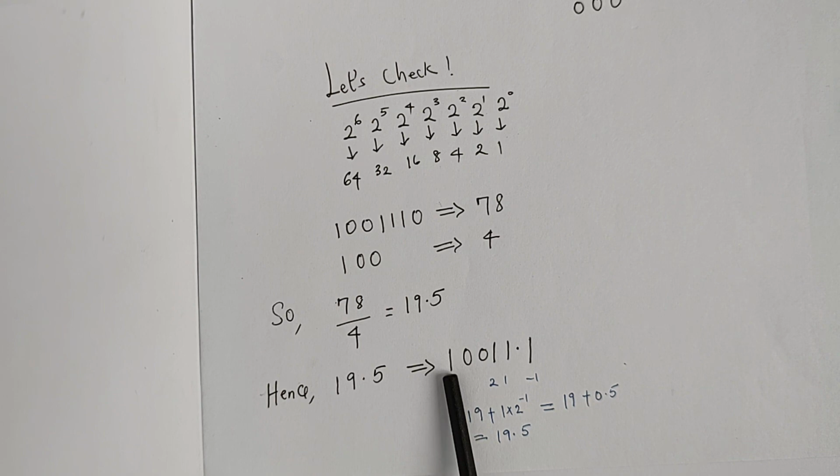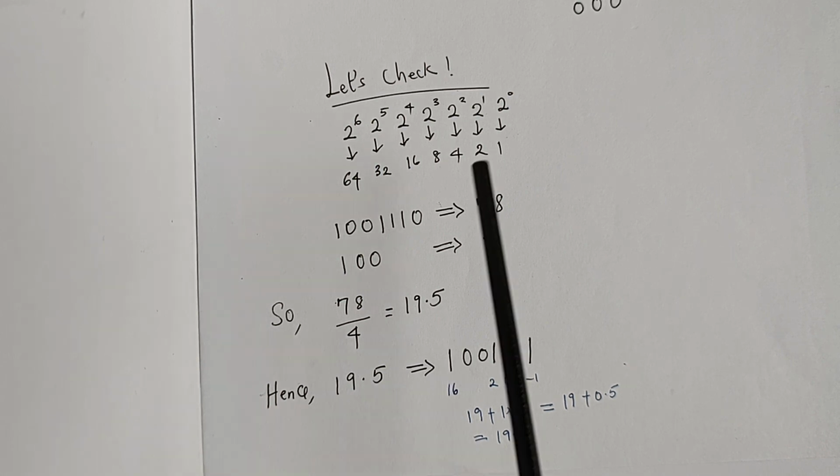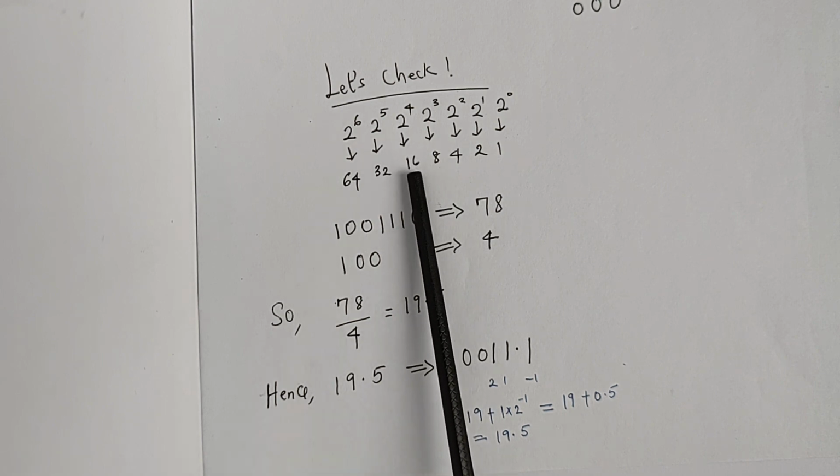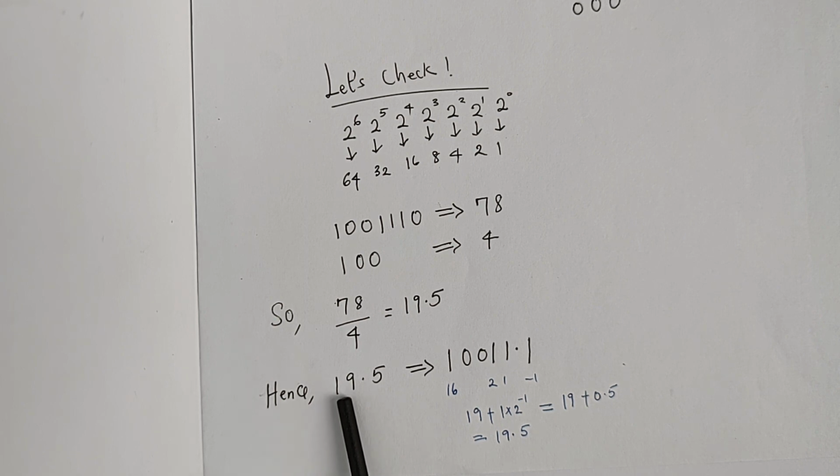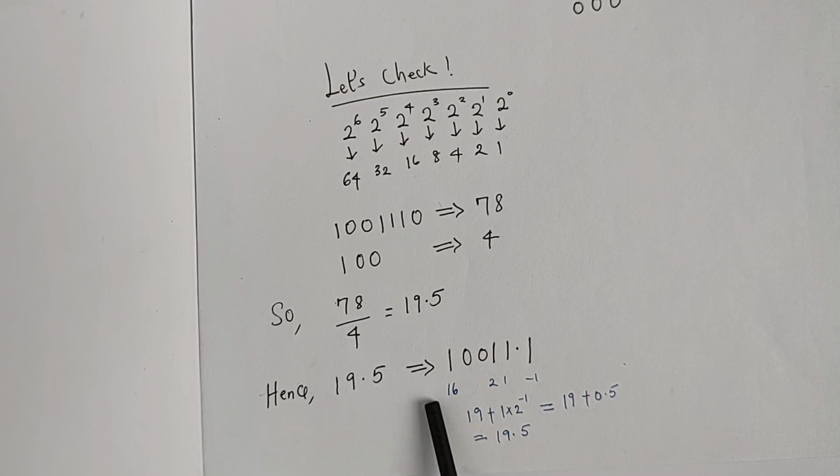So for 19, the highest number we're going to have is 2 raised to the power 4, because whatever power you have should not be more than the value 19. So we're going to stop at 2 raised to the power 4. So 16 will be present, 8 and 4 will be absent, 2 will be present, and 1 will be present. Now if you sum that up, you're going to get 19. 16 plus 2 plus 1 is going to give us 19.